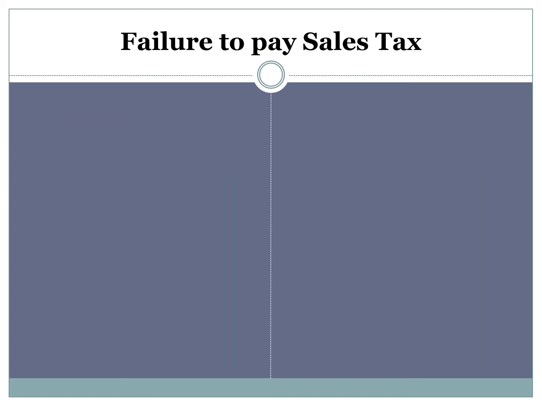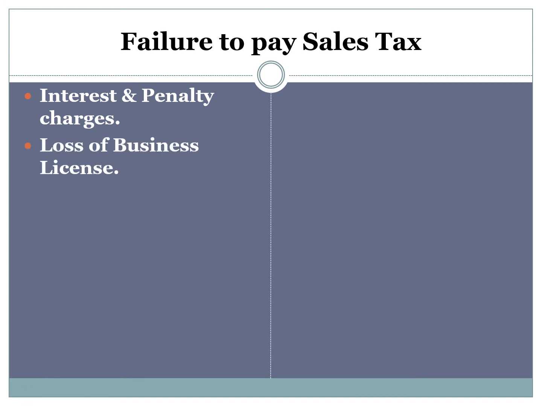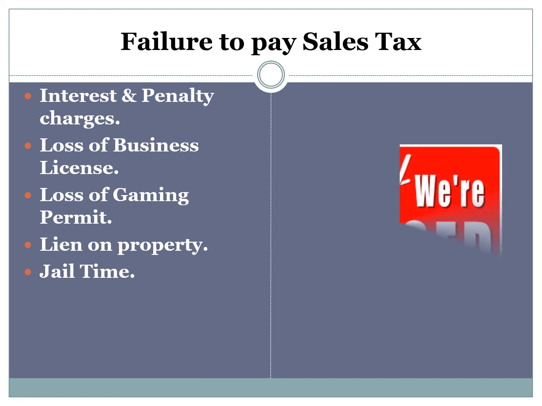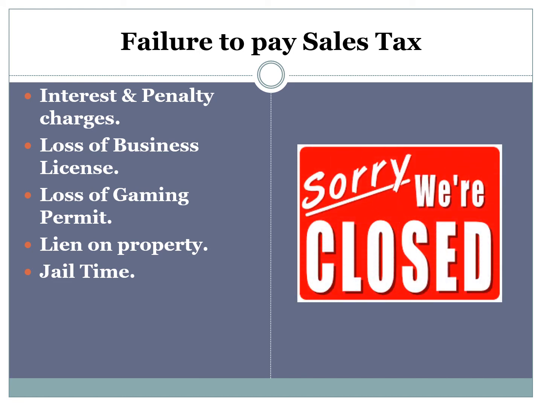So what are the possible consequences for failing to remit the sales tax that's collected? Well, there could be interest and penalty charges. Could cost you your business license. Could cost you your gaming permit. Could result in a lien being placed by the state or local authority on your property. And in some cases, could result in jail time. Overall, these items could result in the closing of the lodge.